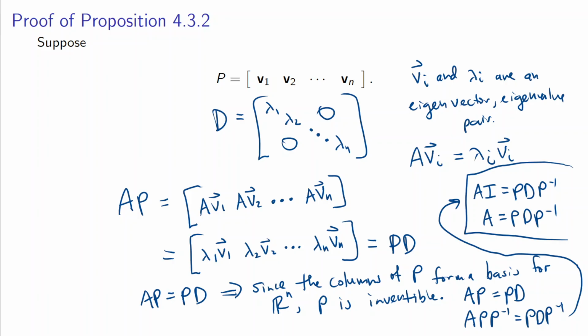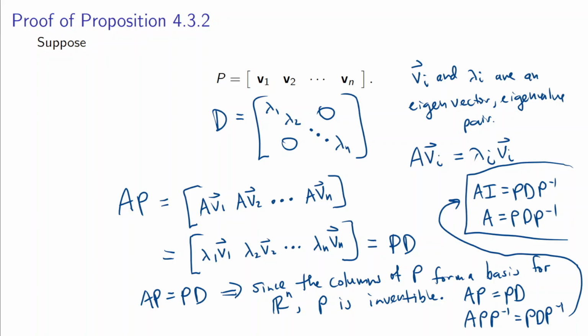Okay, so you can see where we used our different conditions here. We used the construction of P and D, the eigenvector and eigenvalue pairs, to get the AP matrix, AV1, AV2 through AVn, to lambda 1 V1, lambda 2 V2 through lambda n Vn, which is P times D. And we used the fact that the columns of P form a basis for Rn to show that P inverse exists. So we can write A equals PD P inverse.